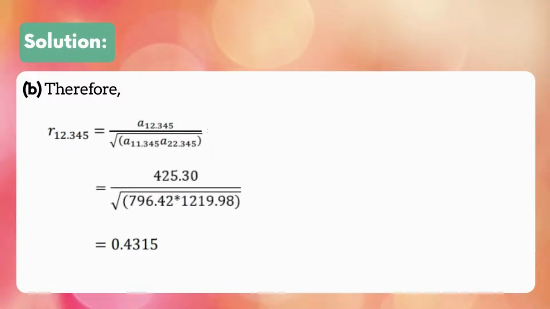Therefore, to obtain the partial correlation between x1 and x2 holding x3, x4, and x5 constant, we get a12.345 divided by the square root of a11.345 times a22.345. This is equal to 425.30 divided by the square root of 796.42 times 1219.98. This is equal to 0.4315.